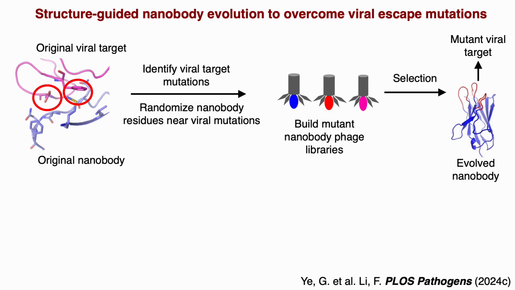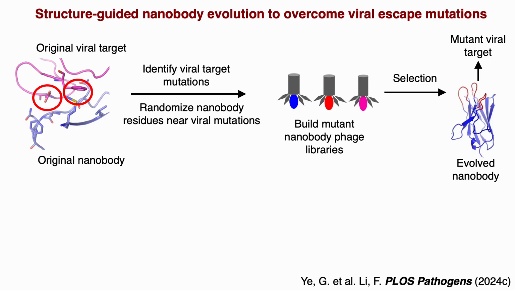While we were developing these nanobodies, we also developed a novel approach called structure-guided nanobody evolution to overcome viral escape mutations. The idea is that if viruses evolve, nanobodies can also evolve to keep pace with the viruses. To do that, we first determine the structure of the viral target complex with the nanobody. We then identify the viral mutations at the interface and select nanobody residues that surround these viral mutations.